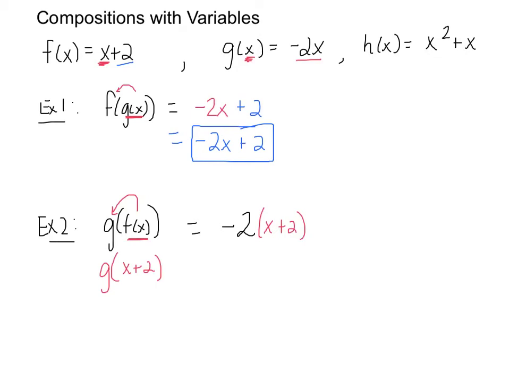Then you'd want to go ahead and distribute the negative 2, and from here you're just cleaning it up. So I'd have negative 2x minus 4, and that would be my final answer.